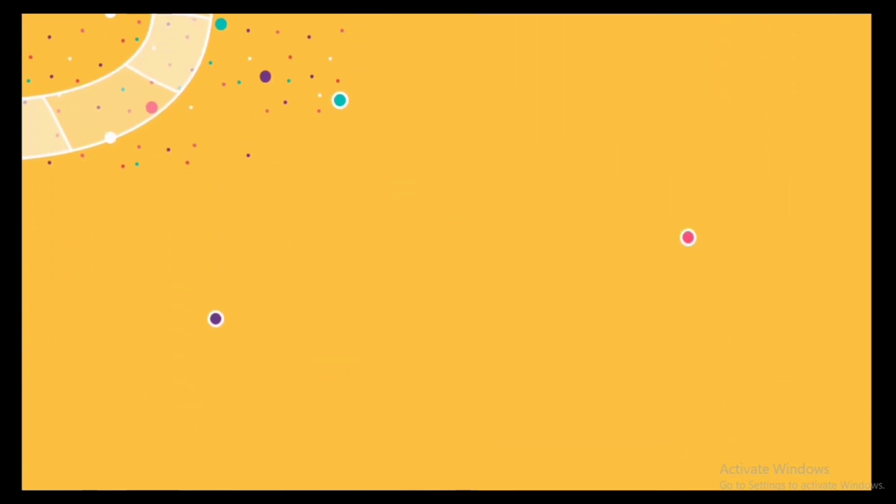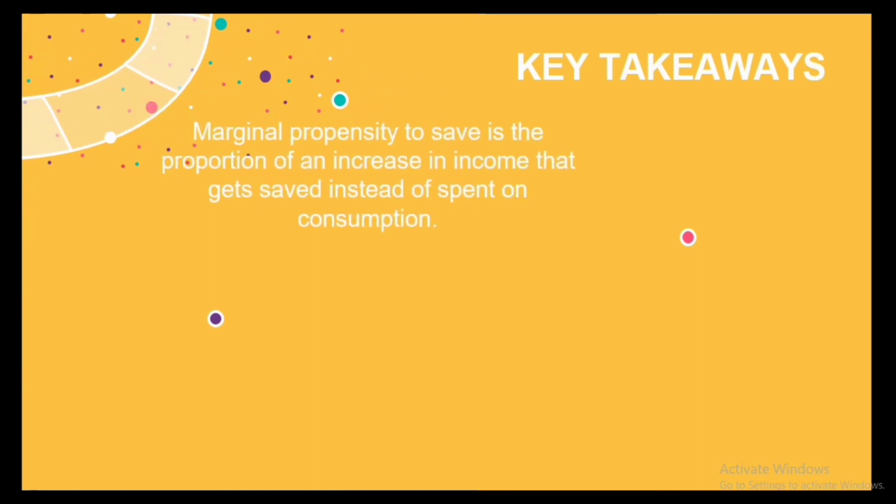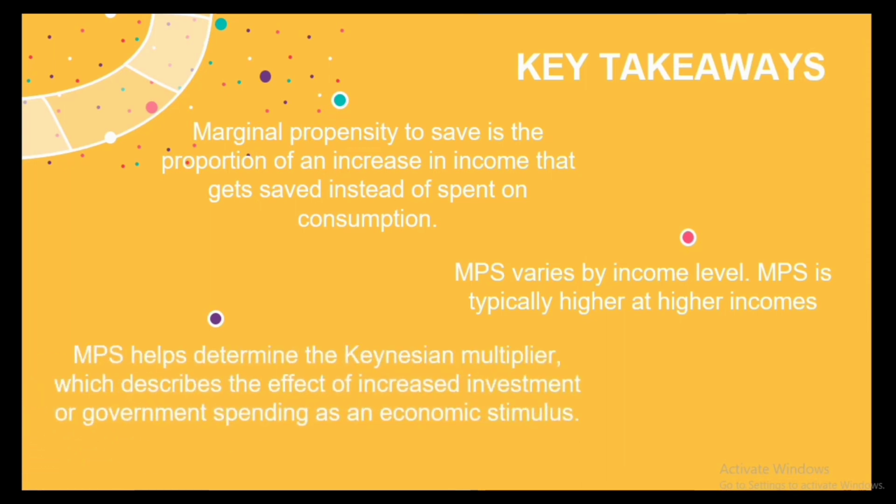Key takeaways. Marginal propensity to save is the proportion of an increase in income that gets saved instead of spent on consumption. MPS varies by income level. MPS is typically higher at higher income. MPS helps determine the Keynesian multiplier, which describes the effect of increased investment or government spending as an economic stimulus.